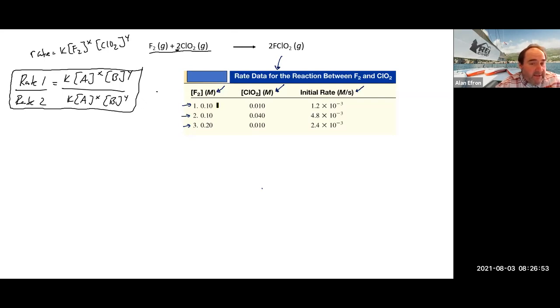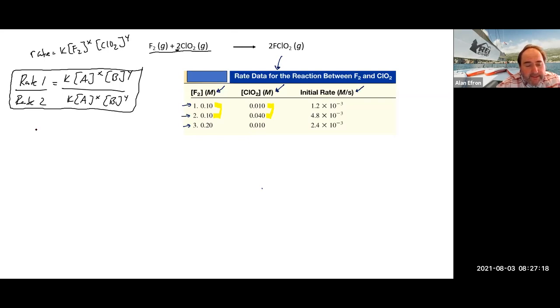If we actually, in this case, look at experiments 1 and 2, we see that the concentration of F2 stays the same at 0.1, but the concentration of ClO2 varies. It goes from 0.01 to 0.04. So those are the 2 that you would maybe want to tackle. So I'm going to look at experiments 1 and 2 here.